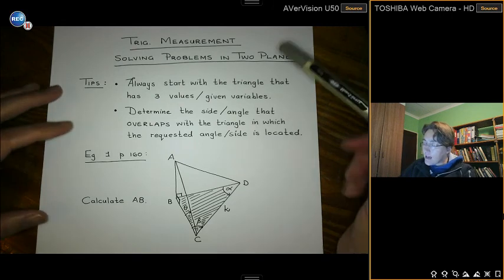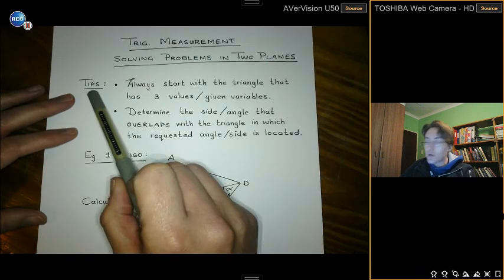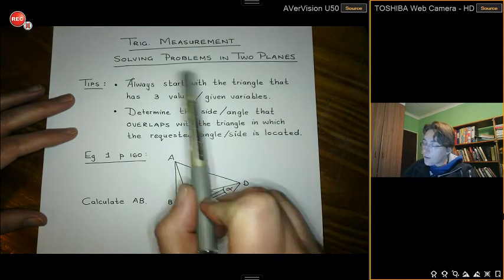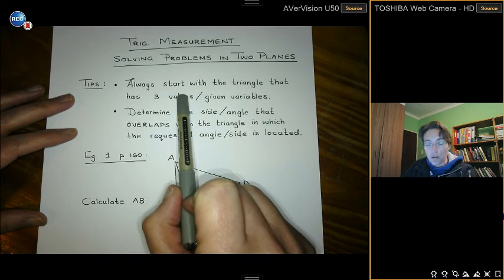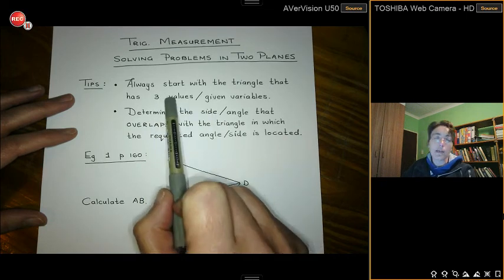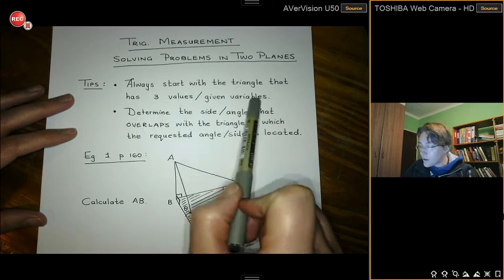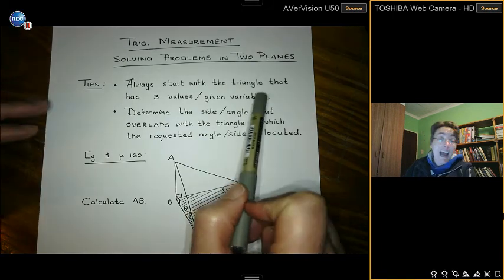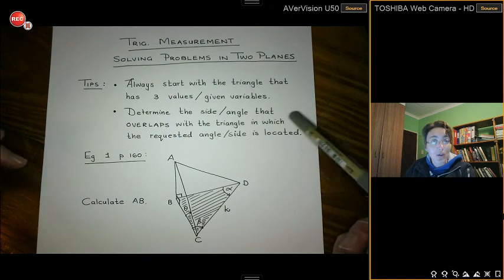I have already given these tips in the previous video. Whenever you're trying to solve 3D trig problems, specifically solving problems in 2 planes, please remember, always start with a triangle that has 3 given variables. That means you either have 3 sides, 2 sides and an included angle, 2 sides and an excluded angle, or 2 angles and an included or an excluded side. The point is, you always start with a triangle where you have those 3 pieces of information. Why? So you can actually do a calculation.